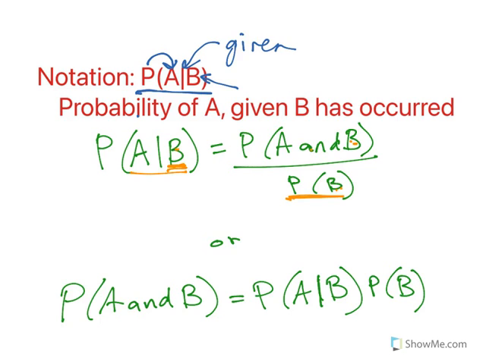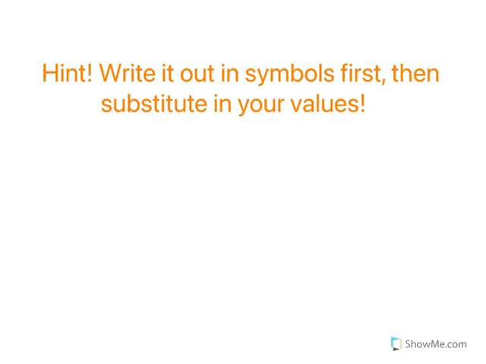Now, we could rearrange this formula. We could manipulate the formula. And we could also say that means the probability of A and B equals the probability of A given B times the probability of B. Again, now we're multiplying by the probability of what has been given, what has already occurred. Make note of that. That's important.